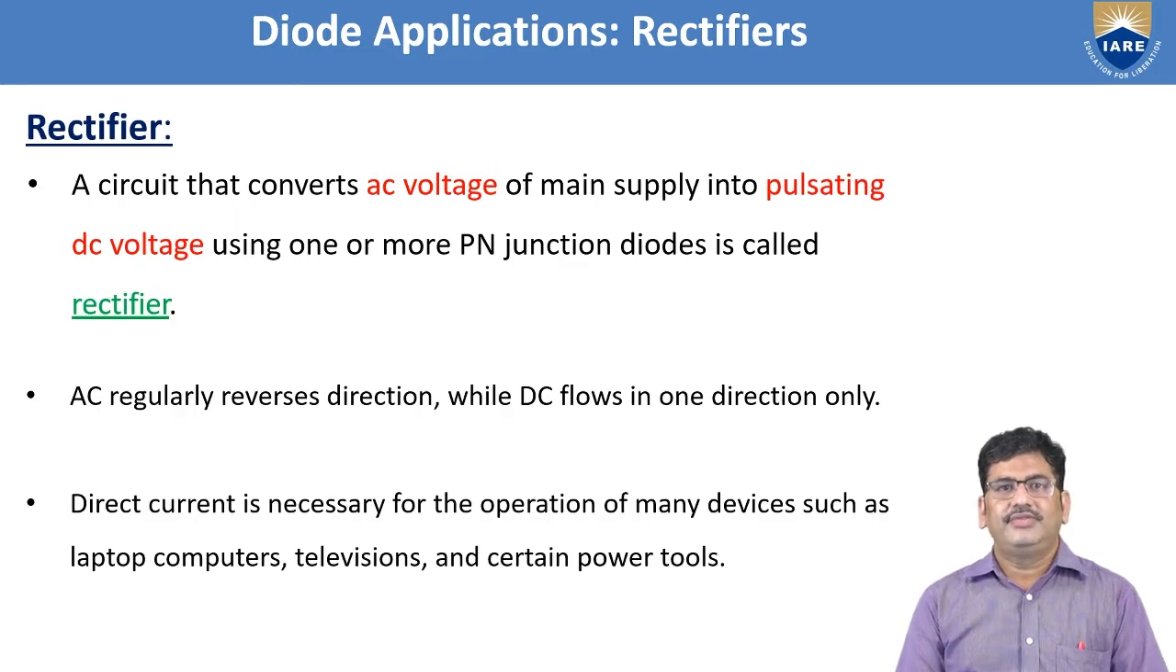So first we will see the definition of a rectifier. A rectifier is a circuit that converts AC voltage of main supply into pulsating DC voltage using one or more PN junction diodes. AC reverses direction, whereas DC flows in one direction only. Direct current is necessary for the operation of many devices such as laptops, computers, television, and certain power tools.